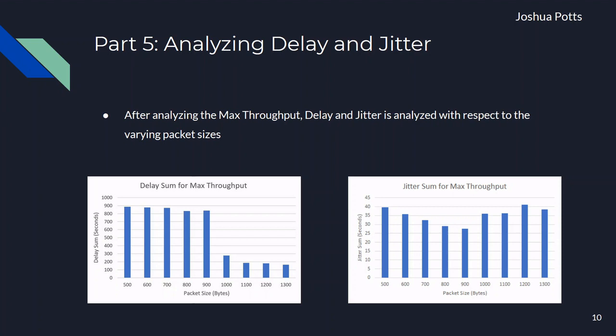The figure on the right is the jitter sum for our max throughput. Jitter is the rate of change of the delay of max throughput. So as you can see, as the packet size increased, our jitter began to slowly decrease from 500 bytes to 900 bytes. Then we had a sharp increase from 900 bytes to 1,000, and then it began to slowly increase and change more from 1,000 bytes to 1,300 bytes.